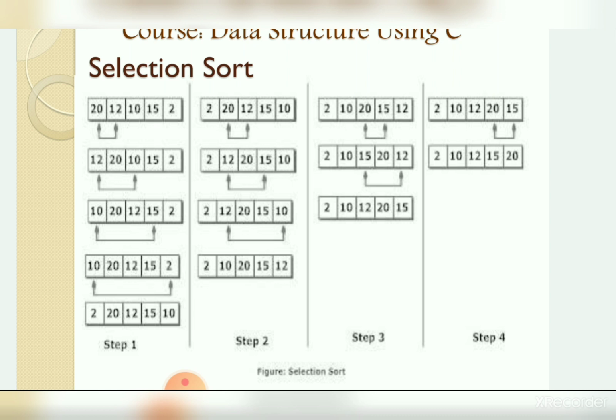Now you have to consider only these last 4 elements because 2 is already sorted. So the list will be 20, 12, 15 and 10. Again 20 compared with 12, we have to swap. 12 compared with 15, we don't need to swap. 12 compared with 10, we have to do the swapping. After pass 2, you will get the second smallest element, that is 10, at the first position in the array. So 2 and 10 are sorted.